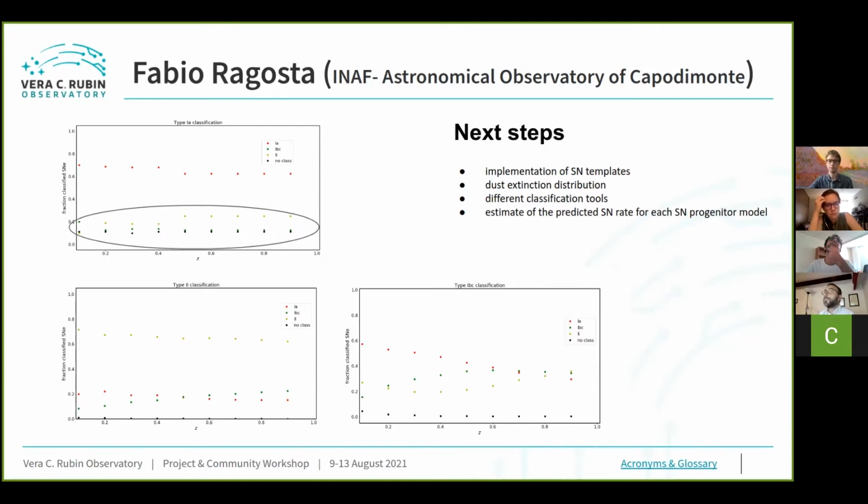And because the detection efficiency is one of the most important ingredients for the measure of the supernova rate, one other step would be to use the estimation of the detection efficiency from this project to predict the supernova rate for the different progenitor models using the LSST data. Thank you.